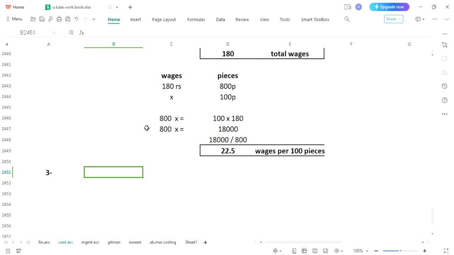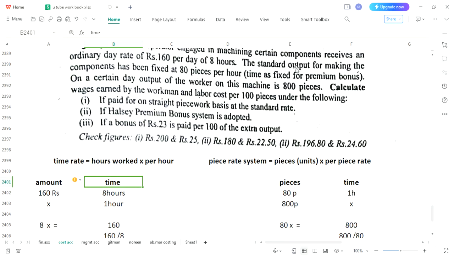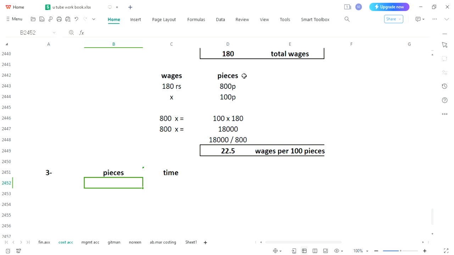Now 800 pieces were made in 8 hours. Look at here, the standard was given. He had produced 800 units in 8 hours. The standard was 80 pieces per hour. We will use the same. 80 pieces are made in 1 hour, while he had produced 800 pieces. So how much time was needed to make it?